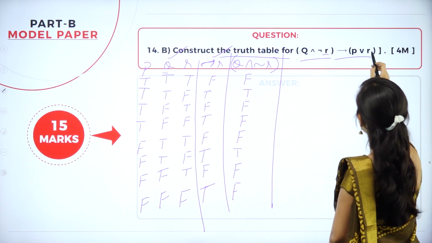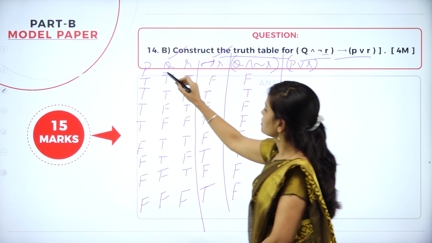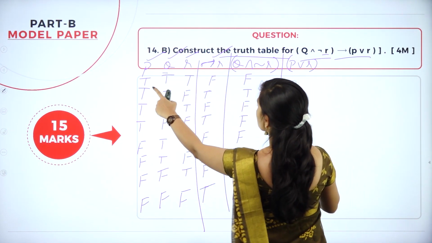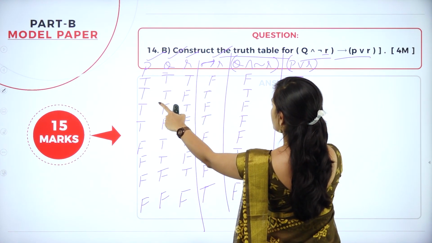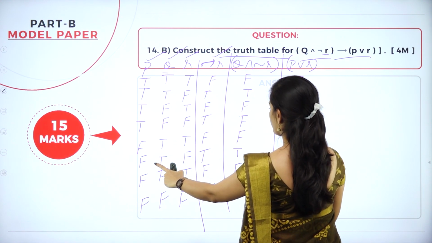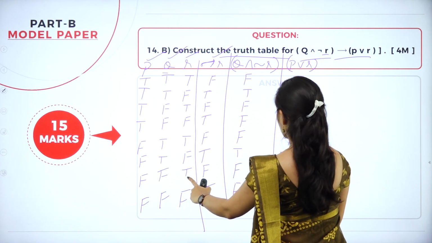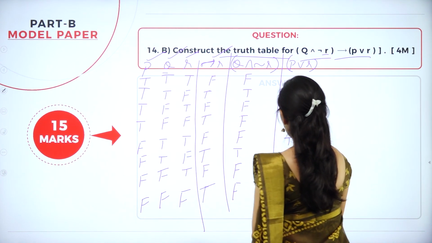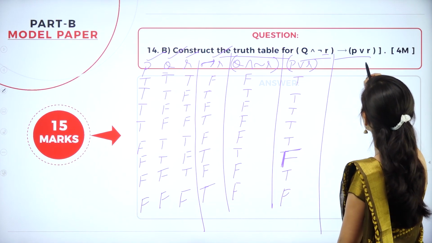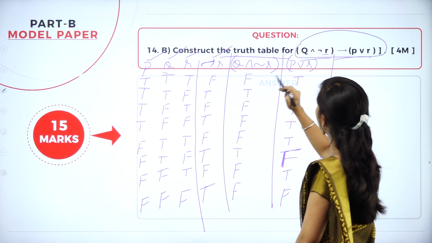And the next one is P or R. Find out P or R, that is logical addition. If any one of the statements is true, then the final condition is also true. Otherwise it is false. It is true, it is false. And the next one, here finally we have to find out these two columns.